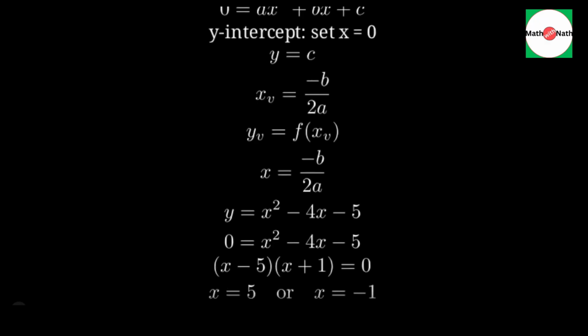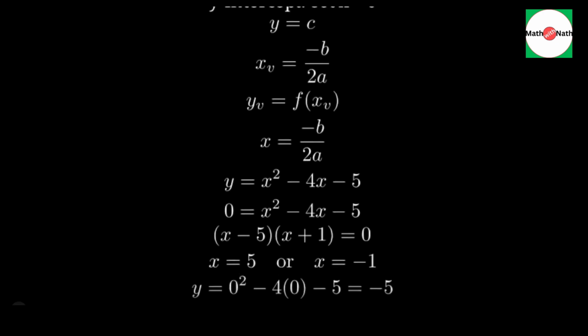This factors into x minus 5 times x plus 1 equals 0, so the x-intercepts are 5 and negative 1. For the y-intercept, set x to 0. That gives y equals negative 5, so the y-intercept is 0, negative 5.